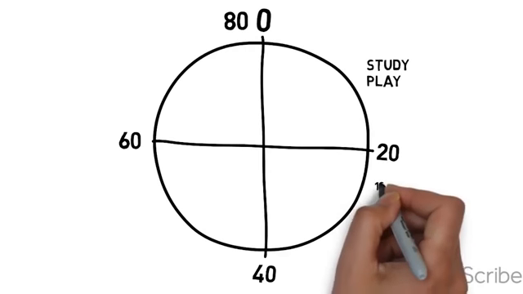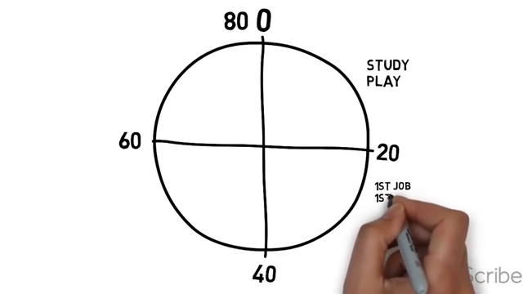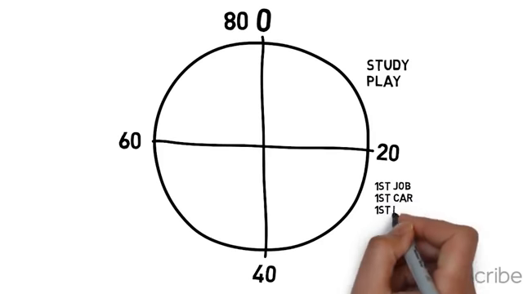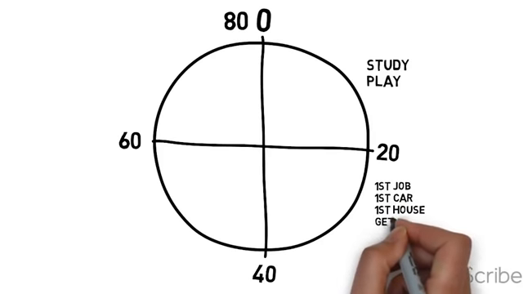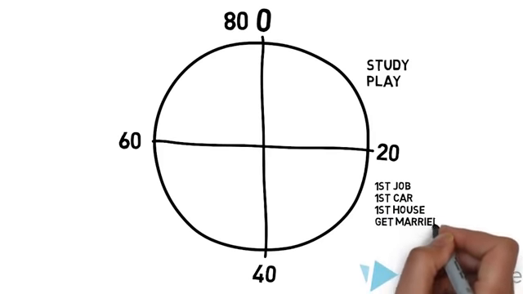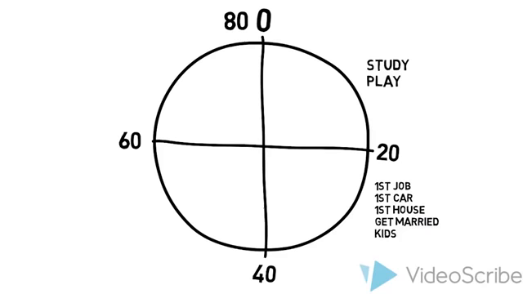20 to 40, we get our first job. We probably buy our first car. Or we buy our second house. We get married. We have kids.